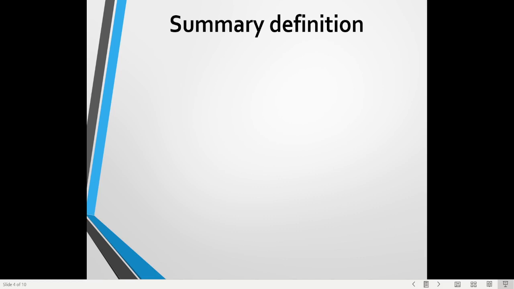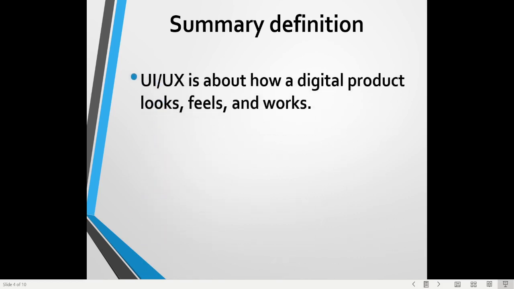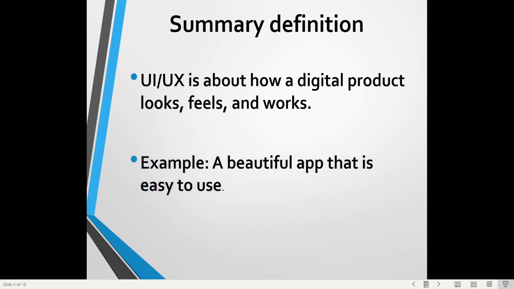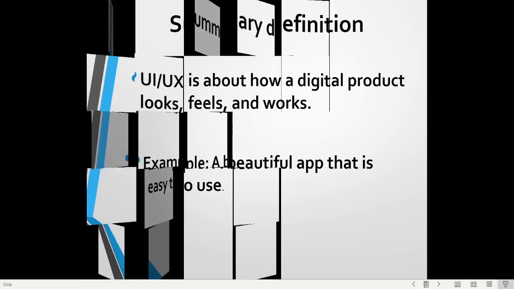Summary and summary definition. You should look at UI UX. It's about how a digital product looks, feels, and works. Just take it like we have already talked about digital product creation: how the digital product looks, feels, and works. So, an example is a beautiful app that is easy to use. If you have an app that is easy to use, that is very good.